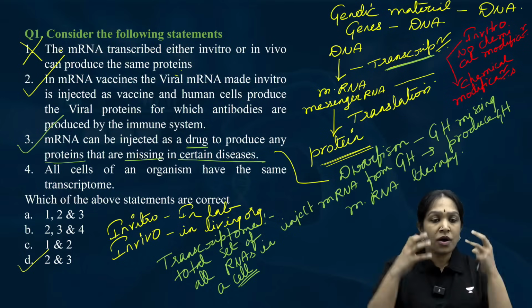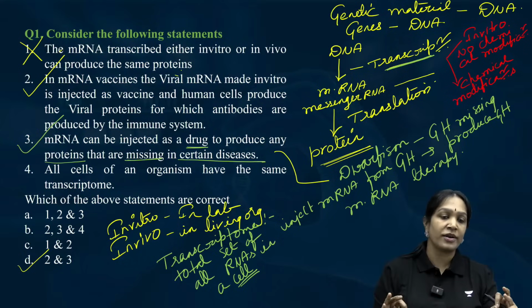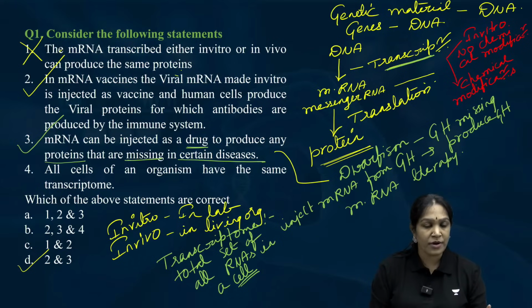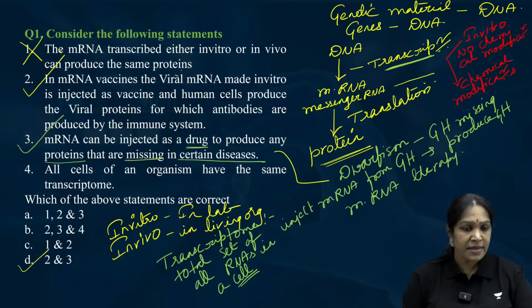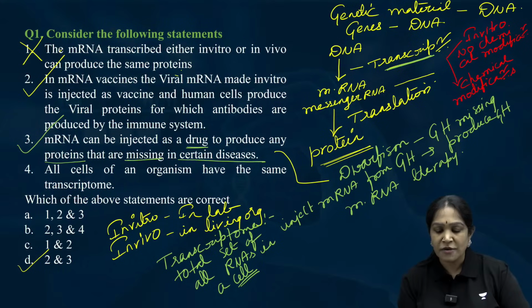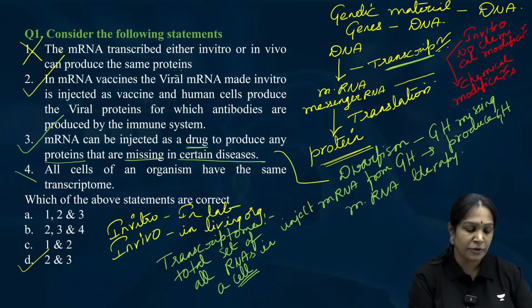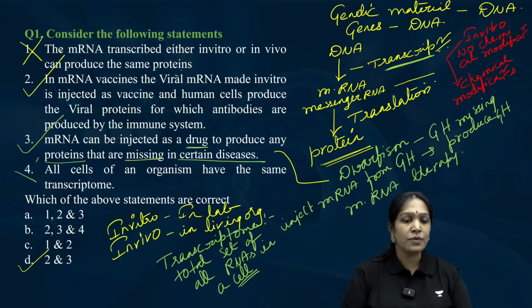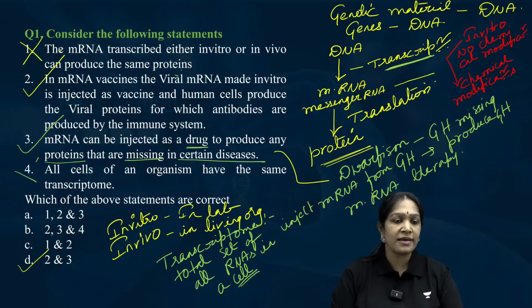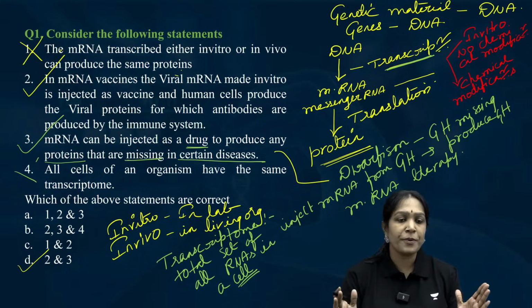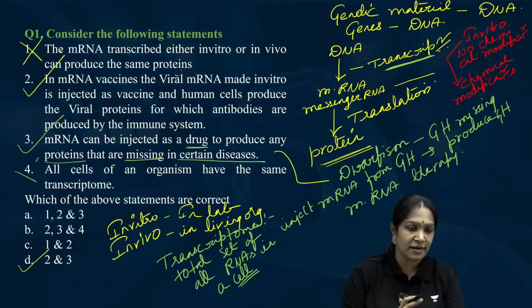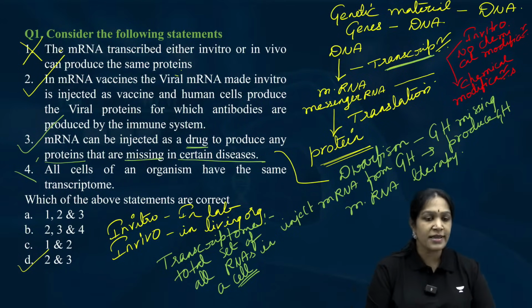So, all cells of the same organism do not have the same transcriptome. But here it is stated that all cells of an organism have the same transcriptome, so this is a wrong statement. The right answer is 2 and 3. I hope it is clear. All these are very deep concepts. At least 5-6 concepts we covered in this particular question. So D is the right answer.